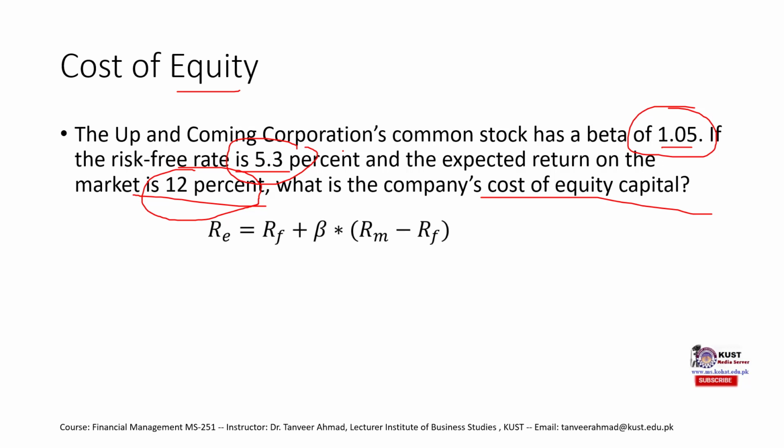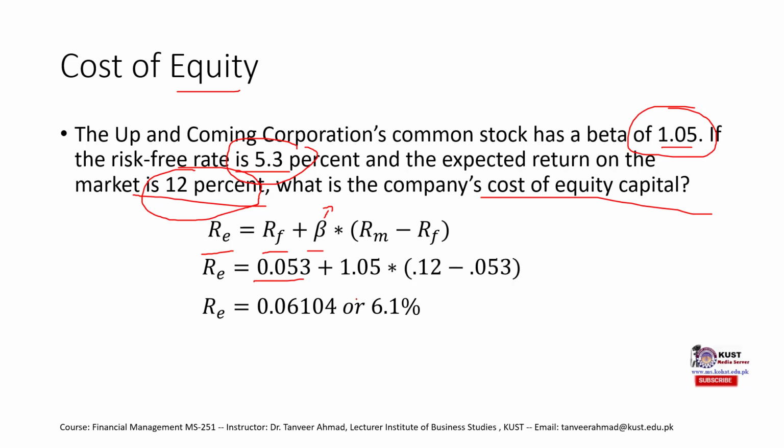So the CAPM model is: cost of equity is equal to risk-free rate plus beta, which stands for systematic risk, the risk inherent in the whole system, the whole market, into market return minus risk-free rate. So if we input the values, the risk-free rate is 5.3% divided by 100, so it would give us 0.053 plus the beta into 12% minus the risk-free rate. We get the cost of equity of 6.1%.